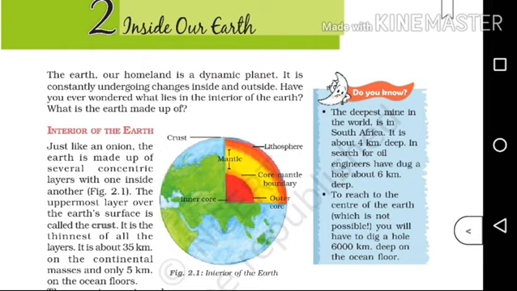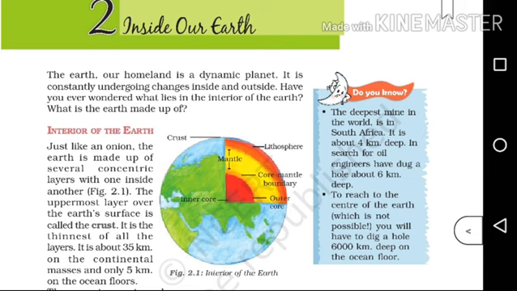New chapter. Chapter 2. Inside our Earth. The Earth, our homeland, is a dynamic planet. It is constantly undergoing changes inside and outside. Have you ever wondered what lies in the interior of the Earth? What is the Earth made up of?